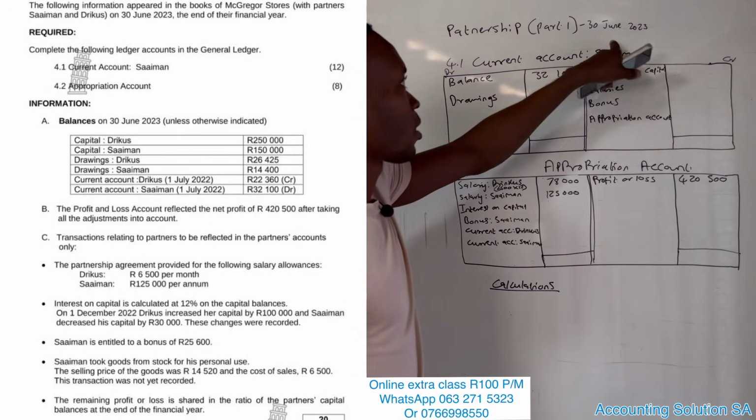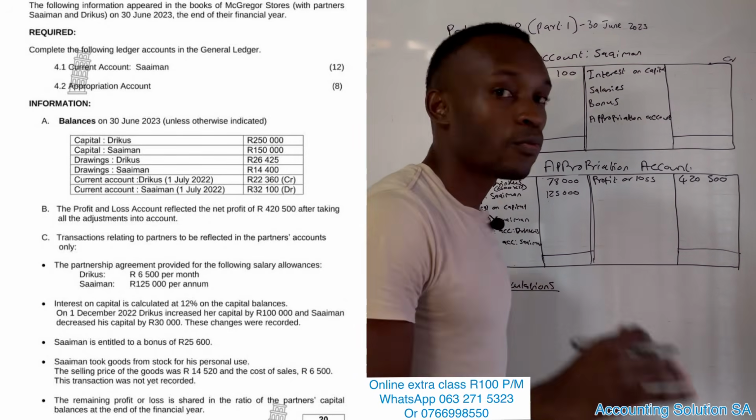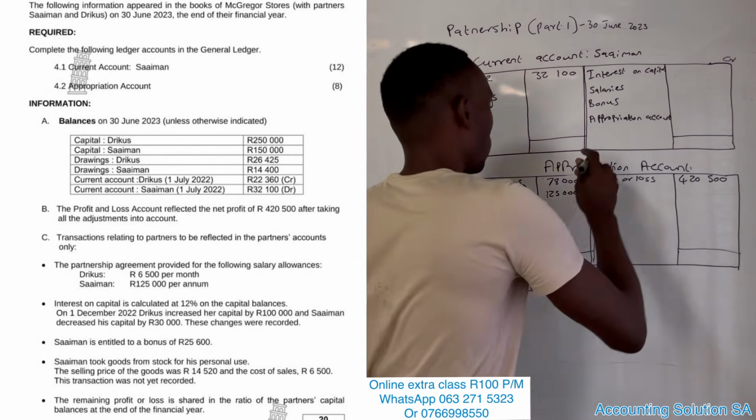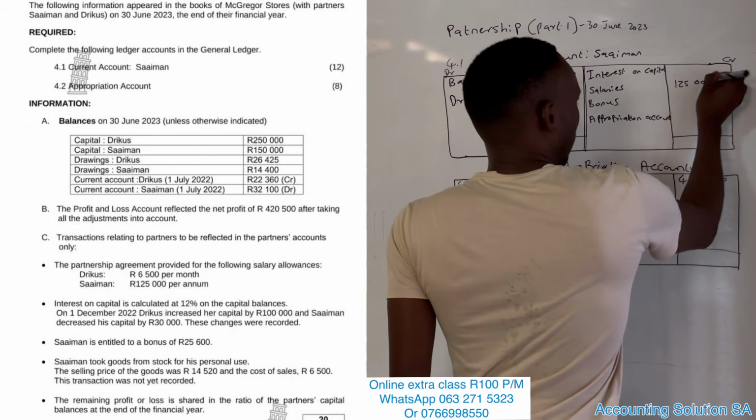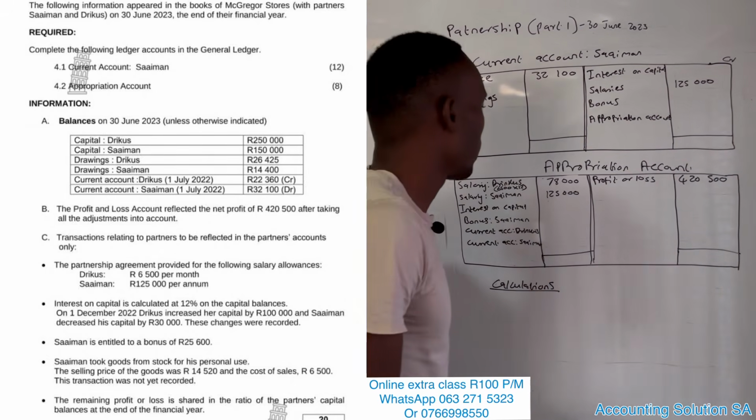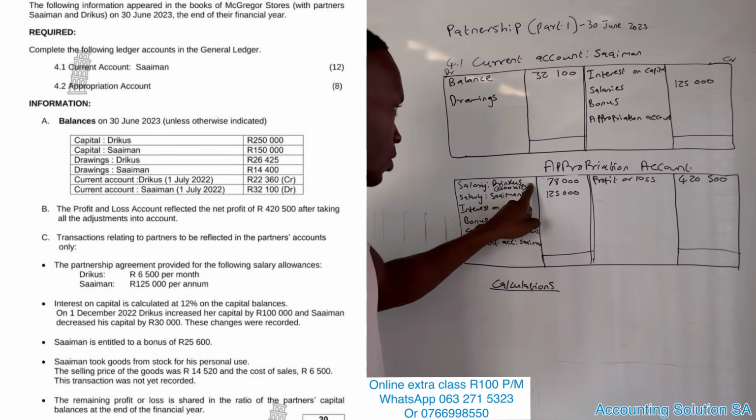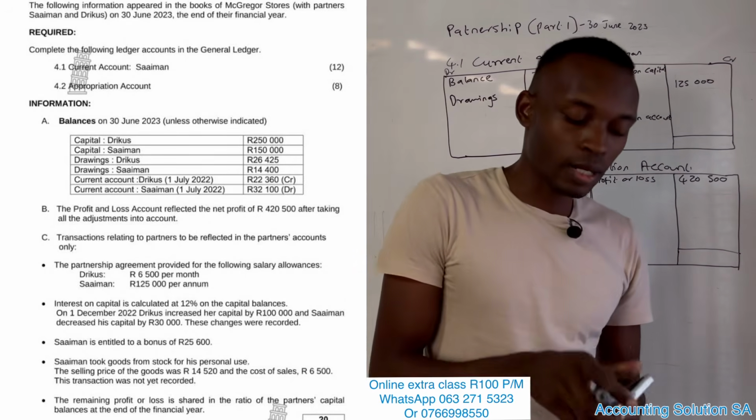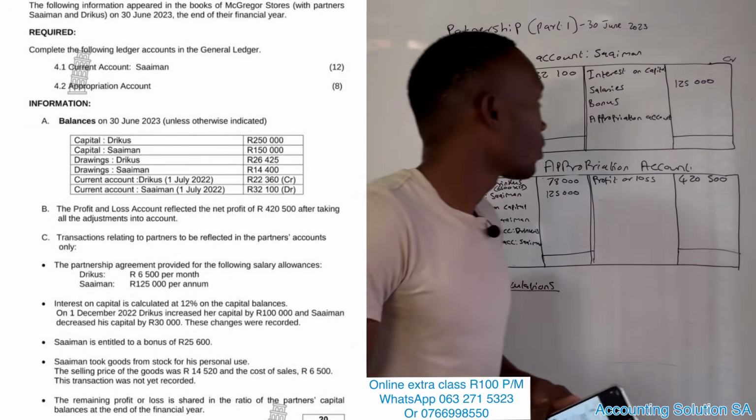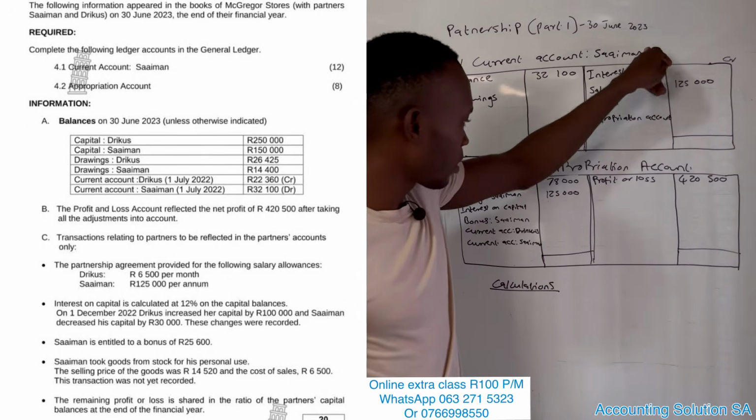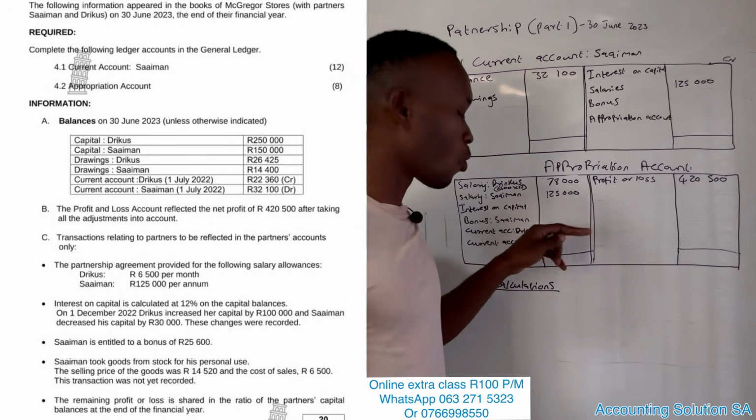Now remember, we are preparing a current account for Simon, where we also have to record this 125,000. Here we just calculated, even for this one, because we already read that information. Now we are going to interest on capital, which is needed here for Simon and is also needed here for both.